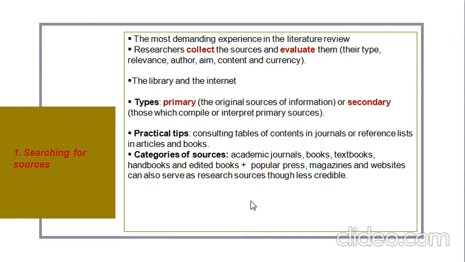Another category is the books. A book can be written by one author, an expert in the field, and sometimes books appear in the form of edited books. That is to say, they have an editor and a collection of chapters. Each chapter is written by a distinct author or authors. Usually edited books have a theme to which all the chapters are related. Another source is textbooks and handbooks.